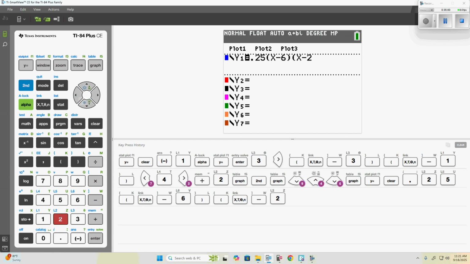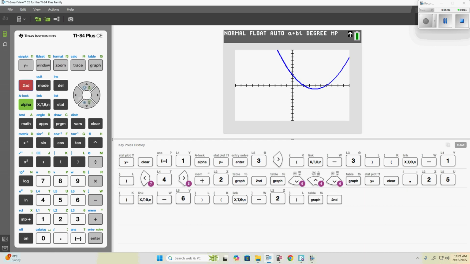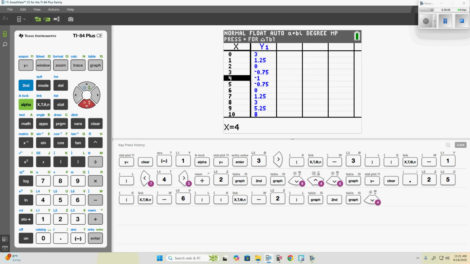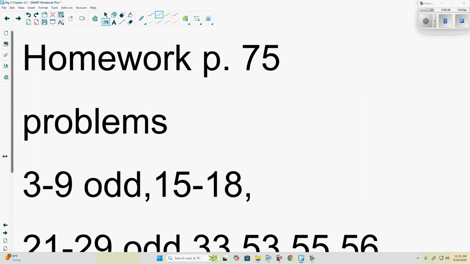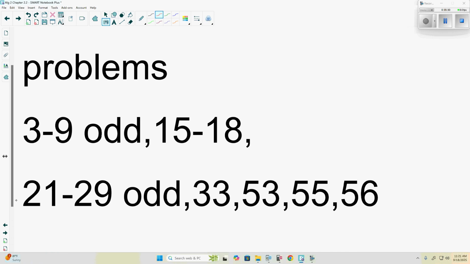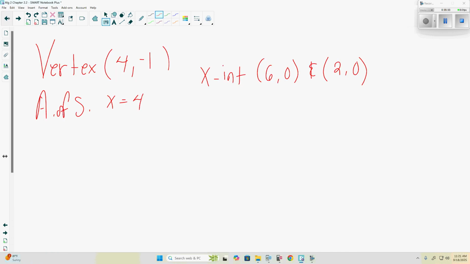We get this here. 4, -1 is our vertex. And then 6, 0 and 2, 0 are our x-intercepts. Now the point 0, 3 is not an x-intercept. That's a y-intercept, because when the value of x is 0, that's where it crosses the y-axis. Now it could cross at 0, 0, which would be both an x and y-intercept. But that is it.